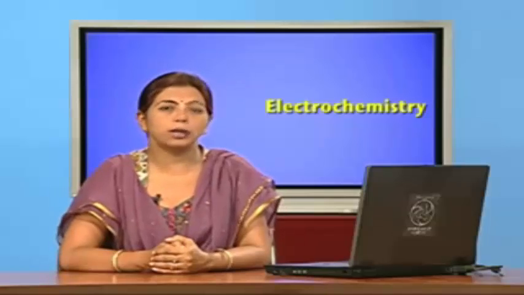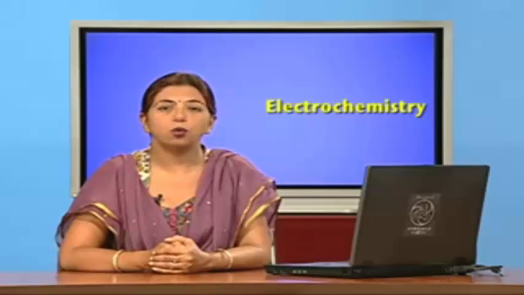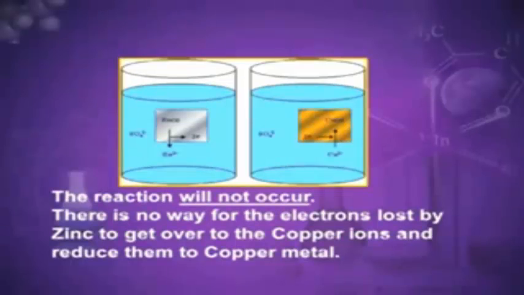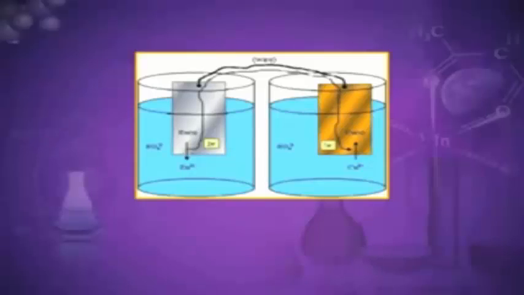So we need to connect them, and we will connect them through an insulating wire. Unless or until they are connected, the reaction will not occur because there is no way for the electrons lost by the zinc to get over to the copper ions and reduce them to the copper metal. From the picture now you can see that the 2 electrodes are connected via insulating wire.